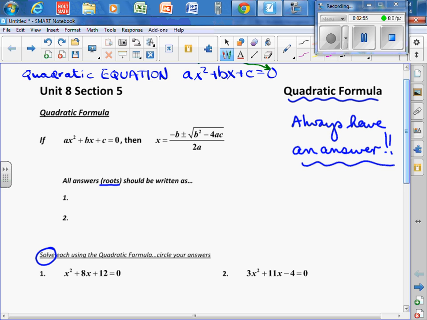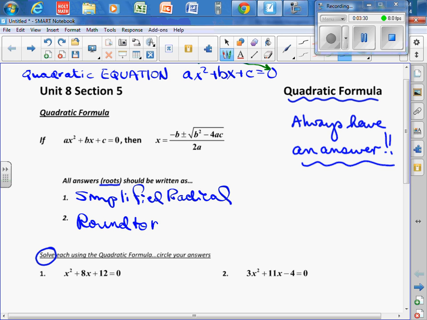Now, that being said, all answers, when using your quadratic formula, if it doesn't come out to be a rational number, if we don't get our two round numbers like 8 and 2 or 7 and -5 or whatever, if it comes out to be irrational, I want to have the simplified radical, and I want you to round it to the nearest tenth. Now I'll show you exactly what I mean by that in just a few minutes.